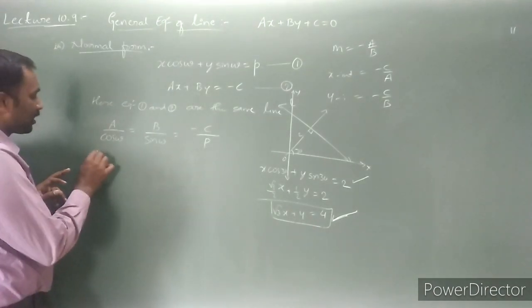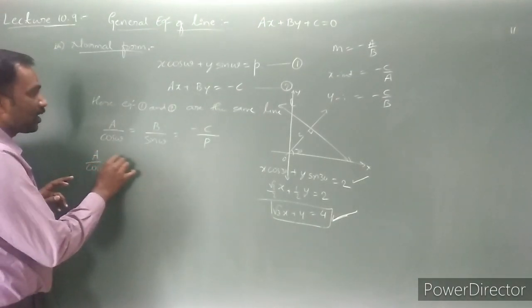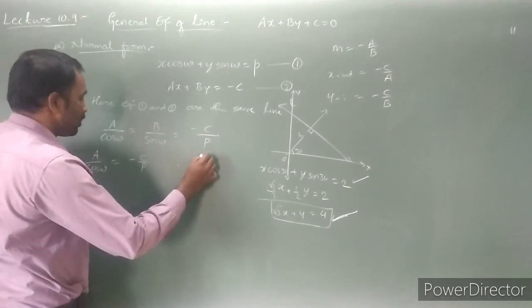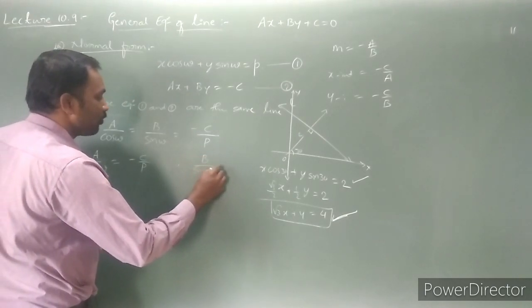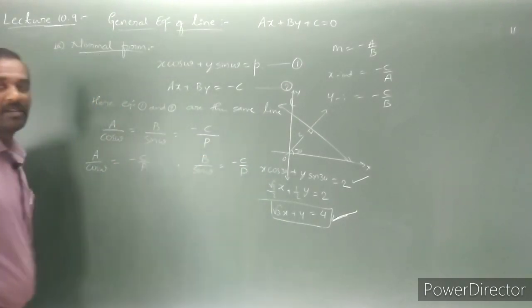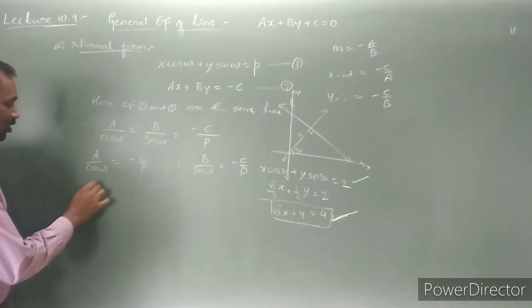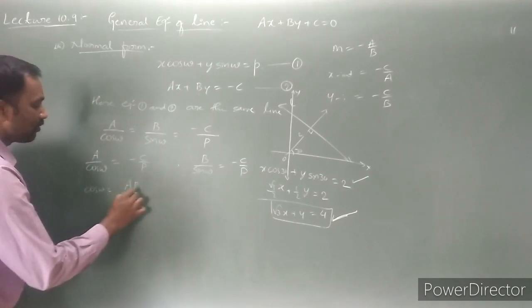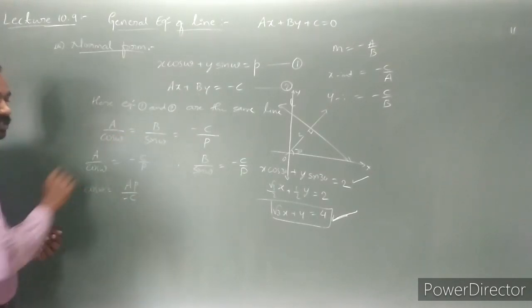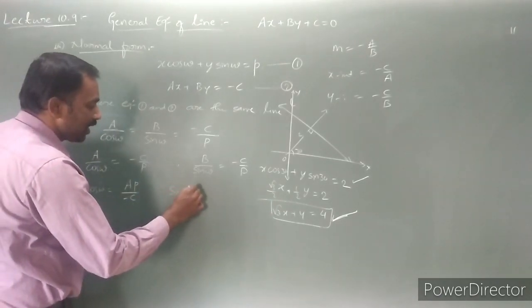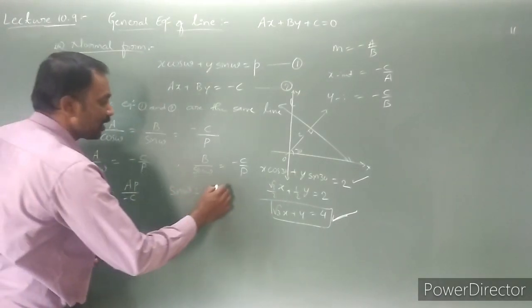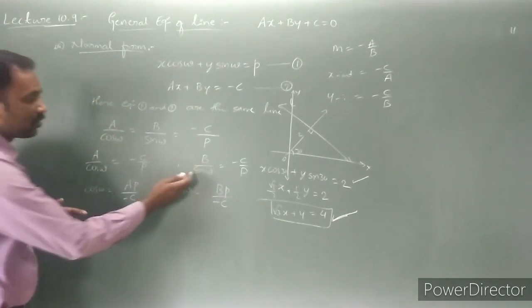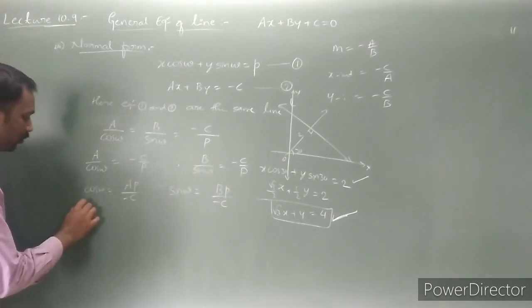Okay. Now I equate it. a divided by cos of omega is equal to minus c divided by p, where p is the small p. Similarly, b divided by sin of omega is equal to minus c divided by p. So what can we write for cos omega? Cos of omega is equal to, cross multiplying, a into p divided by minus c. Similarly, sin of omega is equal to b into small p divided by minus c. Are you clear? Now we know the result.